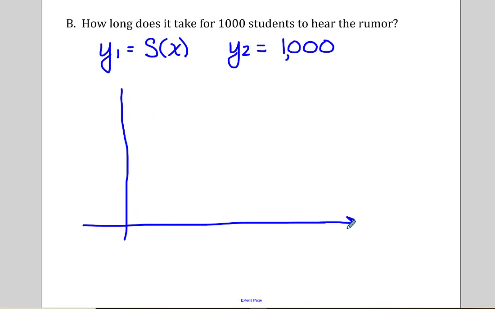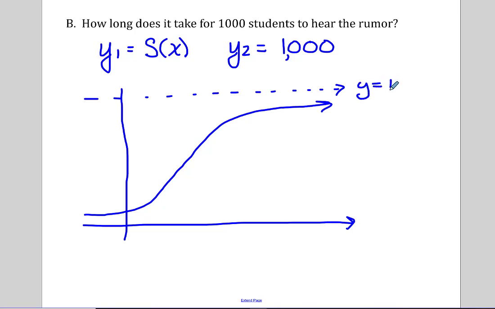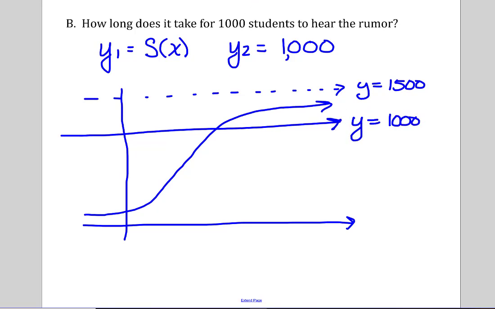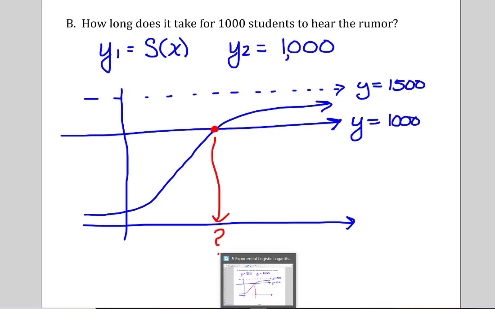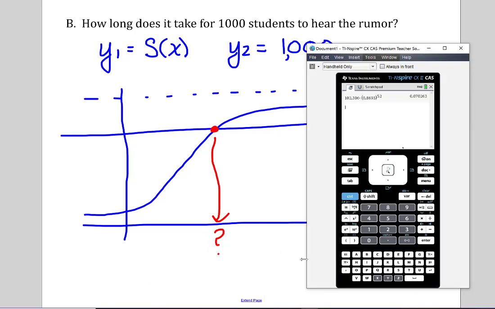So here's what's going to happen. We want to know if that's 38 and we go up here, there's 1,500 students is our limiting factor. Can't go past 1,500. And we want to know back here at 1,000, where do they intersect? So how many days, this is the time here, how many days before 1,000 students hear that rumor?